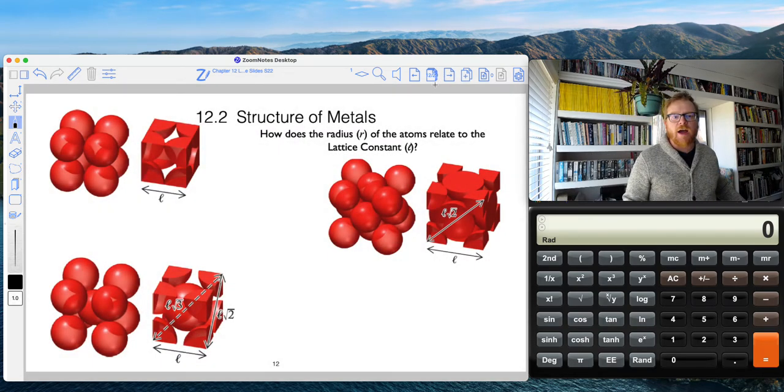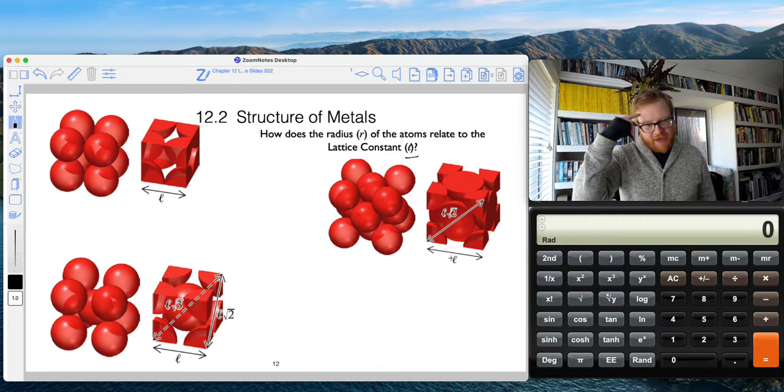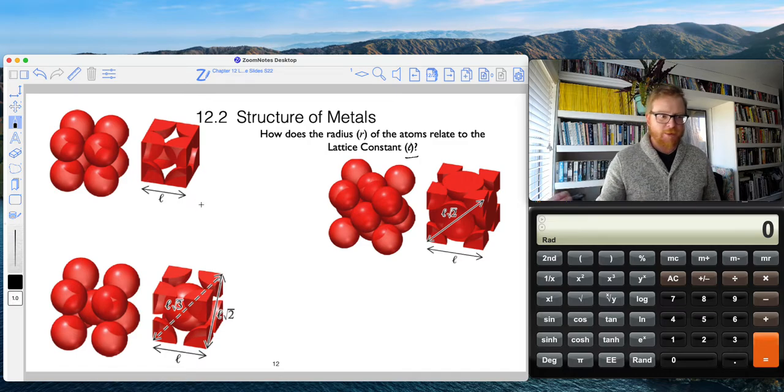So I also want to talk about how we can relate the radius of an atom to its lattice constant. And here, once again, this picture was using L, and I know my last picture was using A. There is no uniform letter for our lattice constant, so we just recognize lattice constant is the length of our cube. Okay, so let's start with the simple cubic.